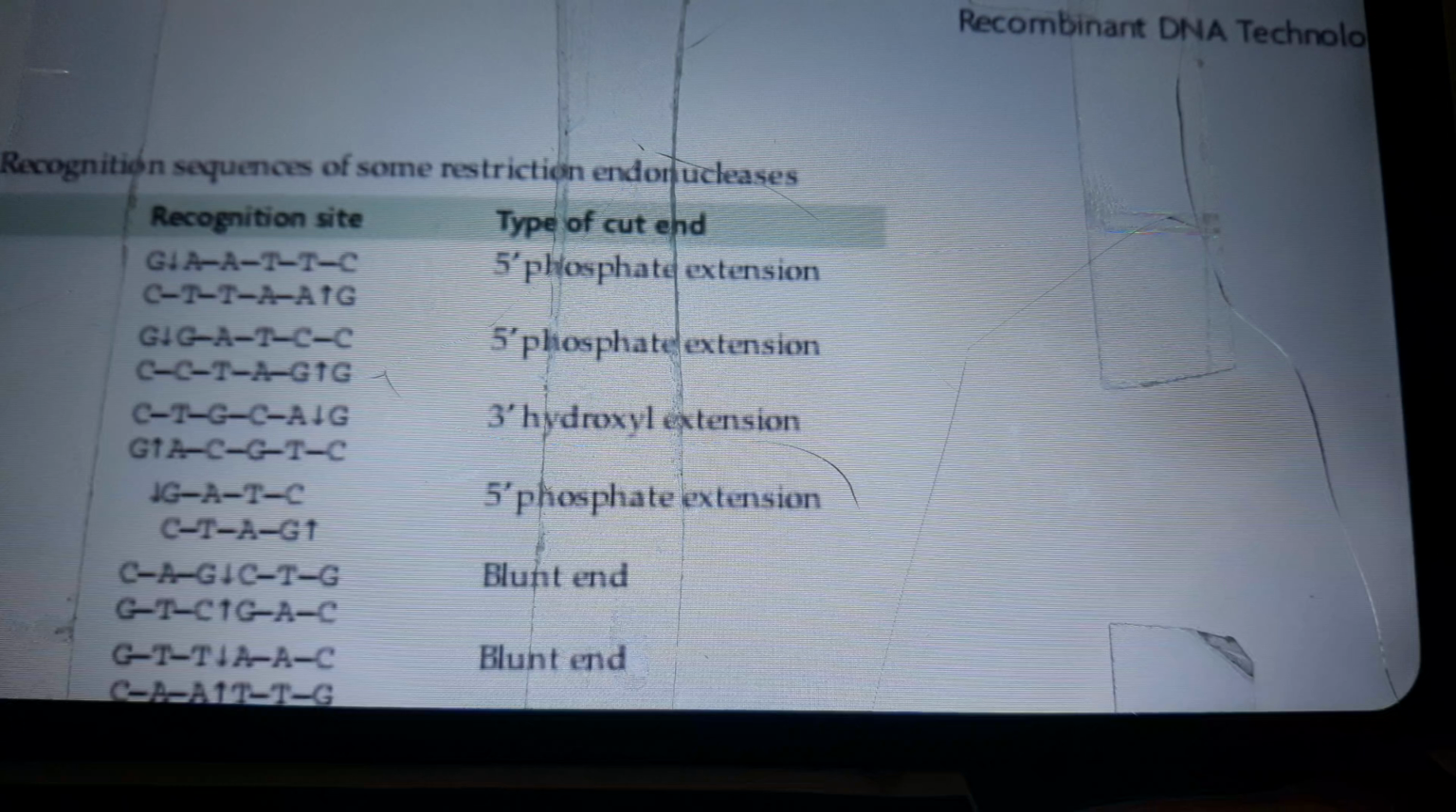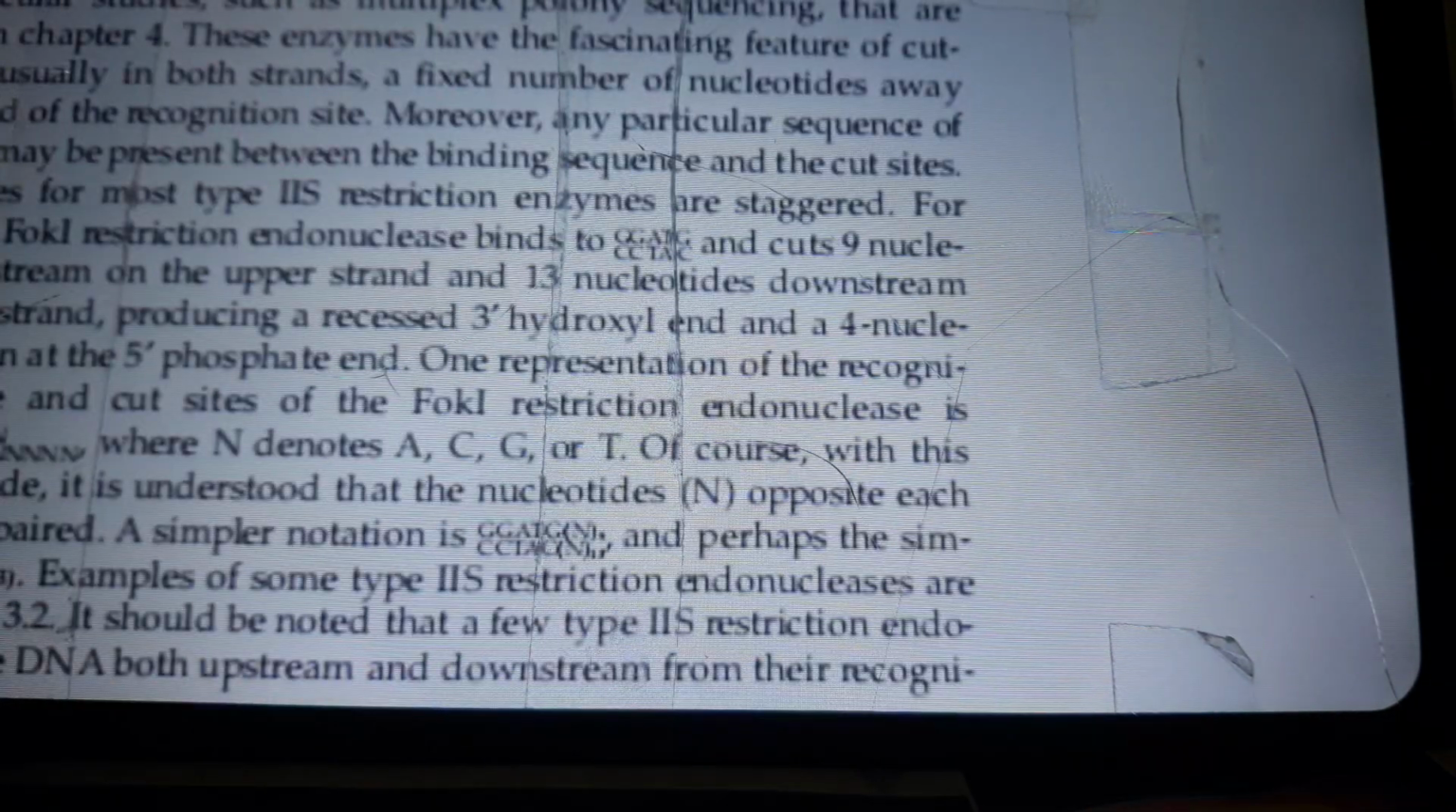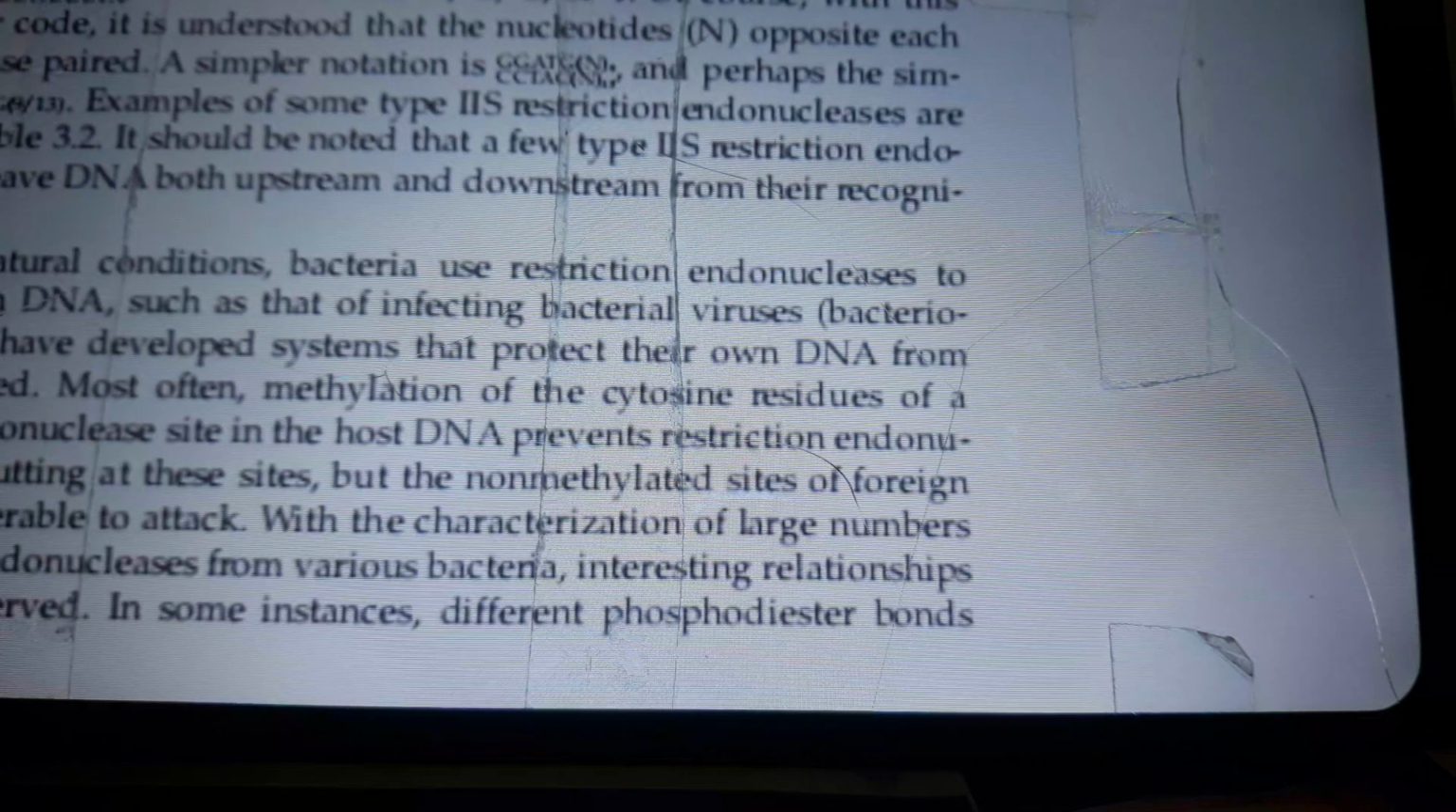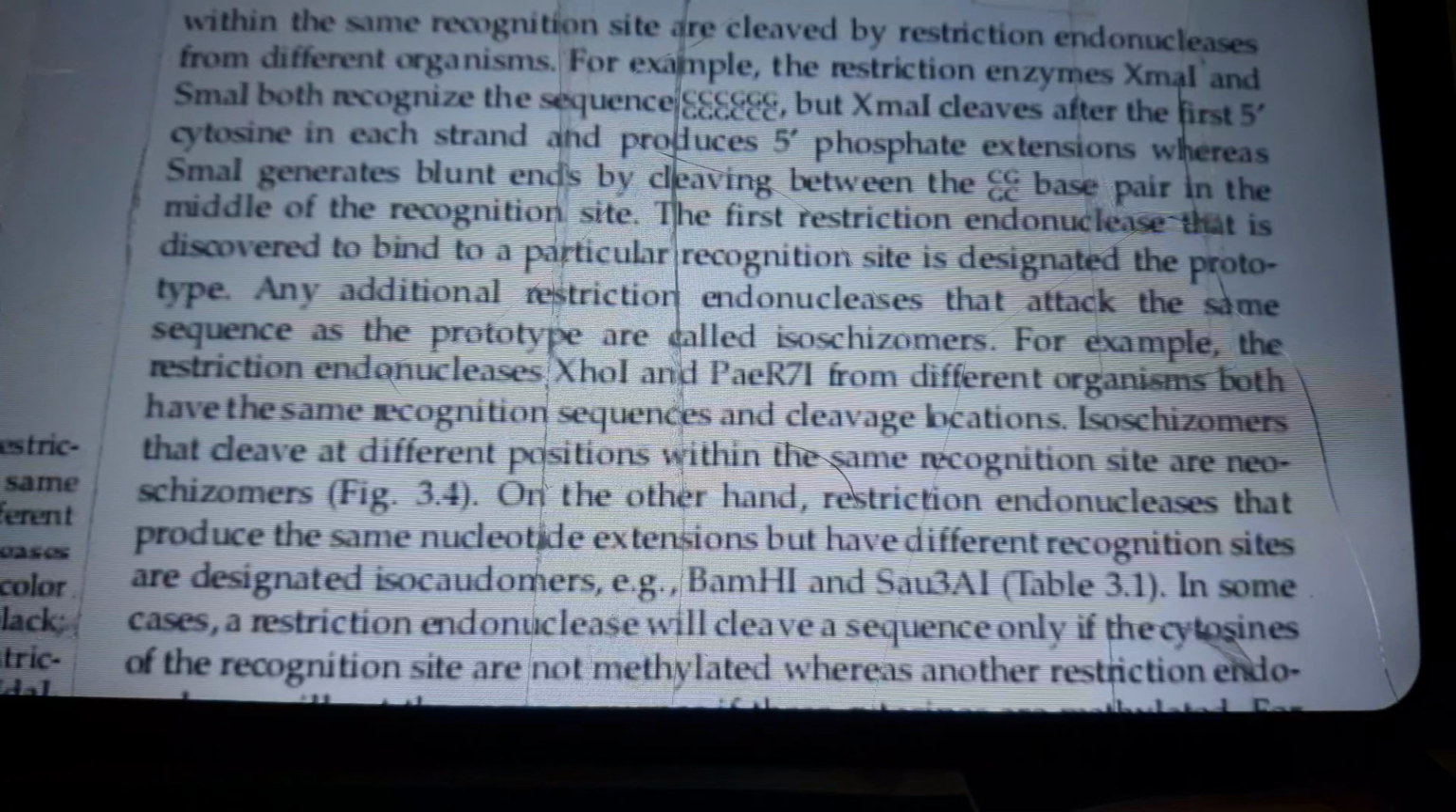This is table 3.1. It shows the recognition sequences of some restriction endonucleases: EcoRI, BamHI, PstI, Sau3AI, PvuII, HpaI, HindIII, and NotI. So this has been dealt with already. I'm just showing you the tables.